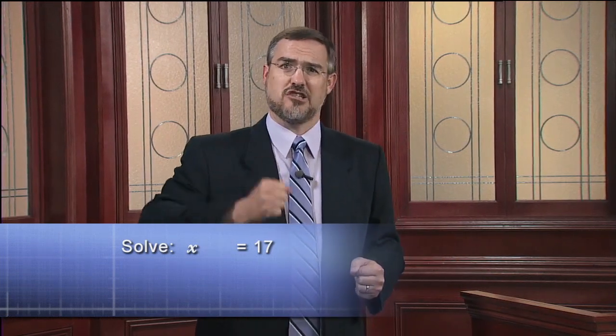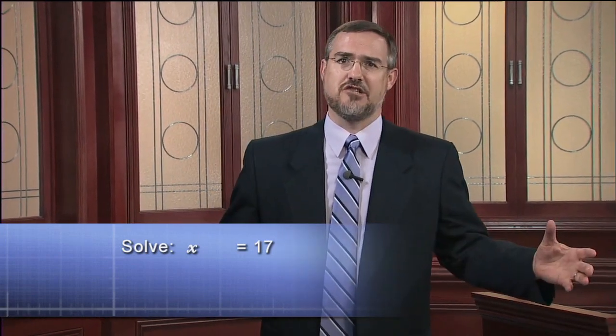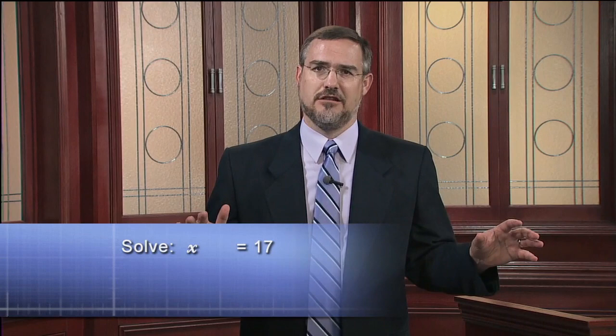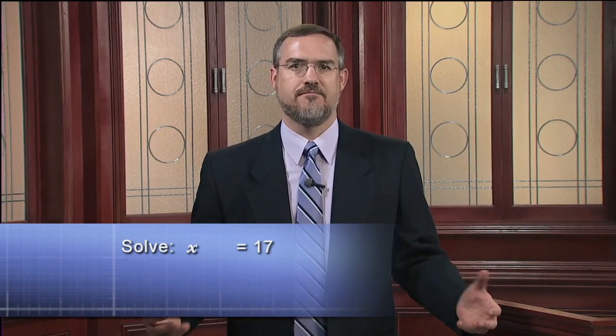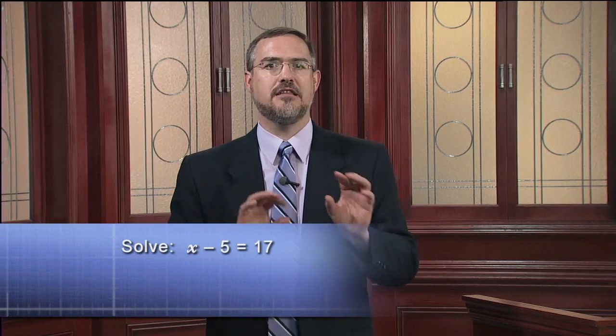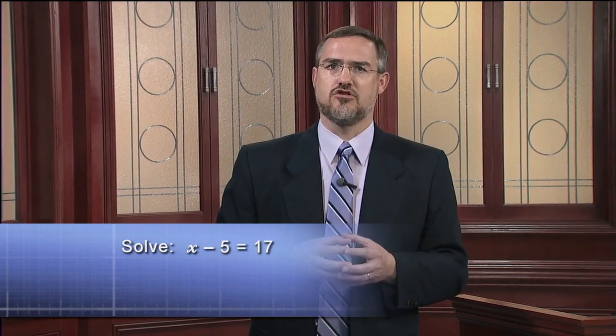For example, we could just take an eraser on our pencil and erase the -5 on the left-hand side, and we'd be left with x equals 17. But that's not legal from a mathematical point of view. You wouldn't get the correct solution. So we need to think about how to get the x by itself, or to isolate the x on that left-hand side so that we can get our solution.